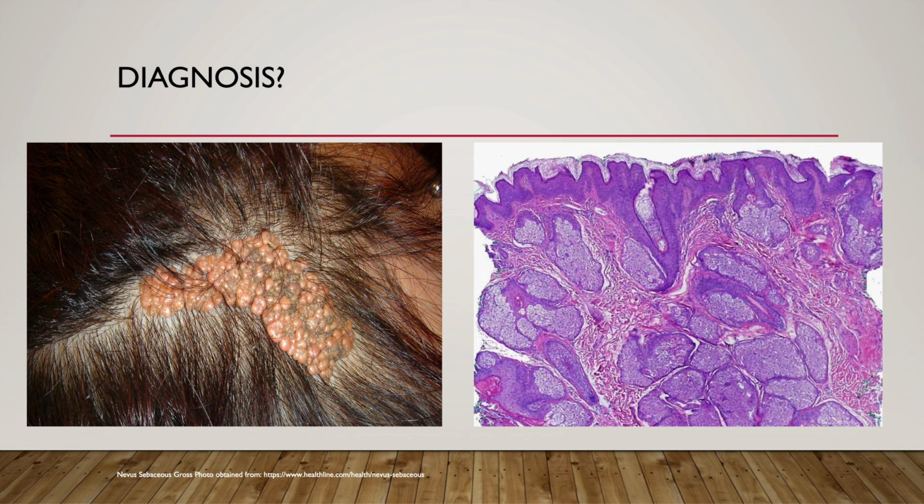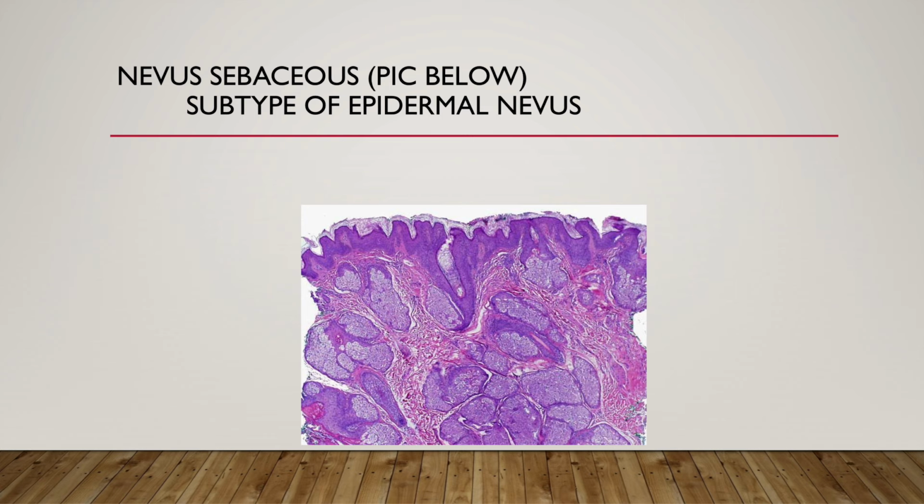Next case, we have a hairless plaque, and it's smooth to verruciform, and it's present at birth. And histologically, we see abundant sebaceous glands opening into the epidermis. So what's the diagnosis? Yes, so this is nevus sebaceous. It's a subtype of epidermal nevus. So what is the pattern that we see, and what are some of the differential diagnoses?